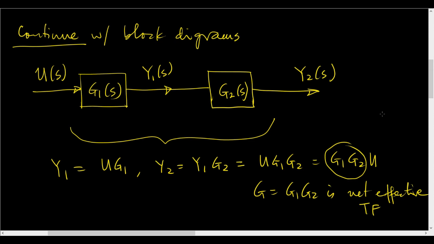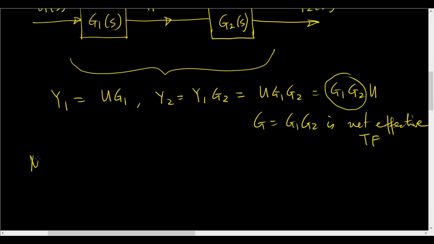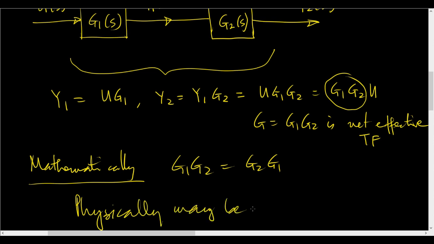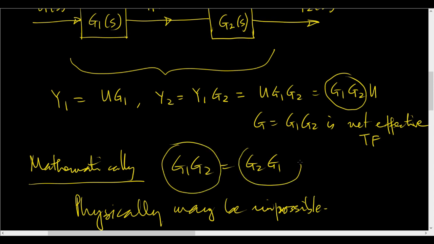Okay, mathematically, pay attention, mathematically g1 g2 equals g2 g1. Physically, maybe impossible. So mathematically I may prefer to think of it as g1 g2. Physical interpretation may be g2 g1. We won't care. Physically both may not be possible.